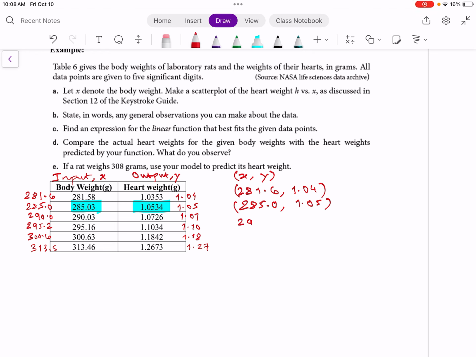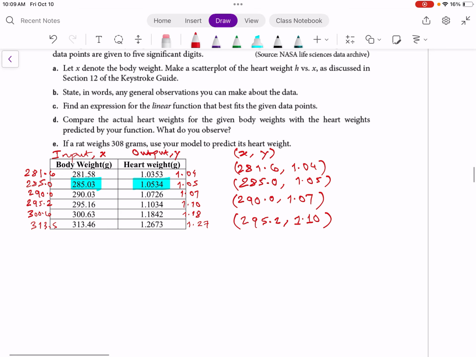Then we have 290.0, 1.07. This is our third point. 295.2, 1.10. So this is our next point. Then we have 300.6, 1.18. So this is our next point, and we have 313.5, 1.27. Okay, so these are the points.